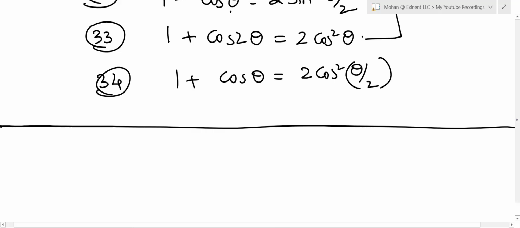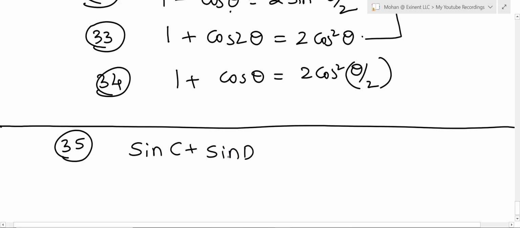If I wanted to write summation of the trigonometric quantities as product of the trigonometric quantities, or in the opposite way, product of the trigonometric quantities as summation of the trigonometric quantities: if I have sin C plus sin D, two different quantities, what can I write?